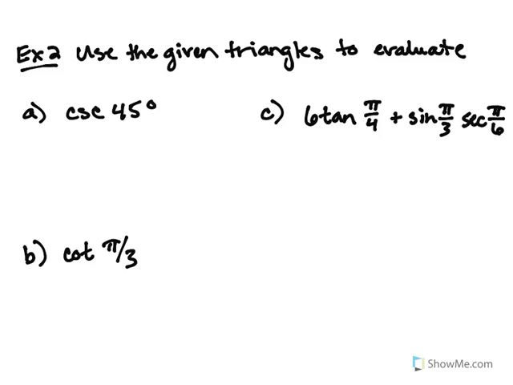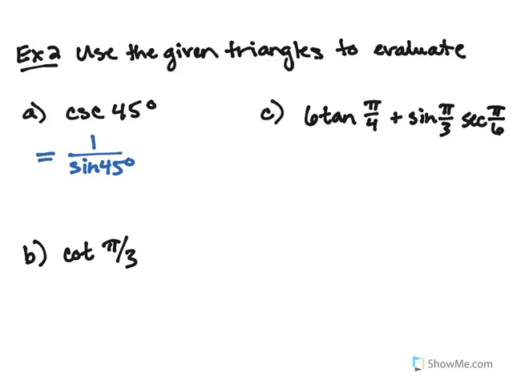Okay, so for the first problem, I want to find the cosecant of 45 degrees. What is cosecant? What trig function does it go with? What's its reciprocal function? It goes with sine, right? So cosecant of 45 degrees is 1 over sine of 45 degrees.